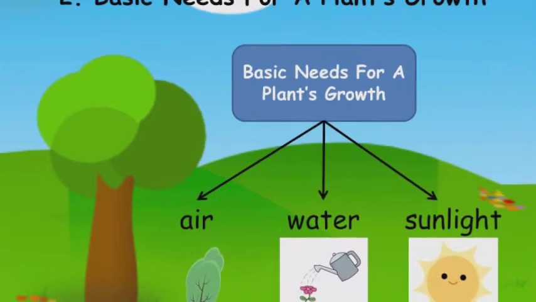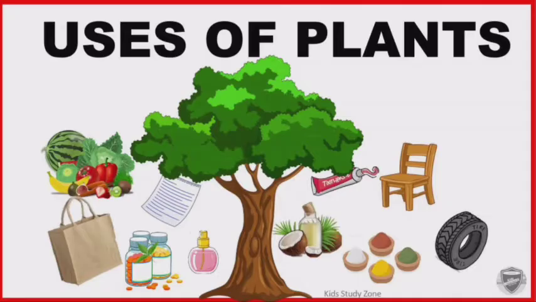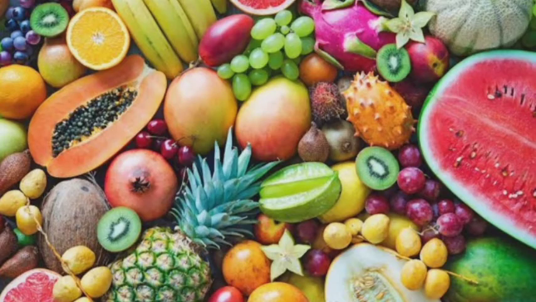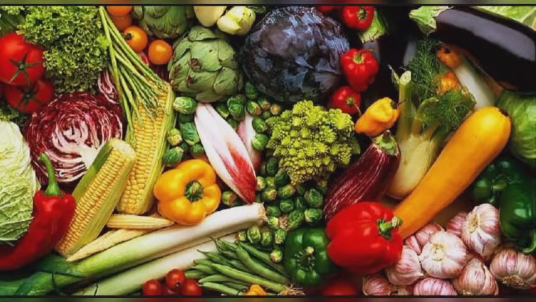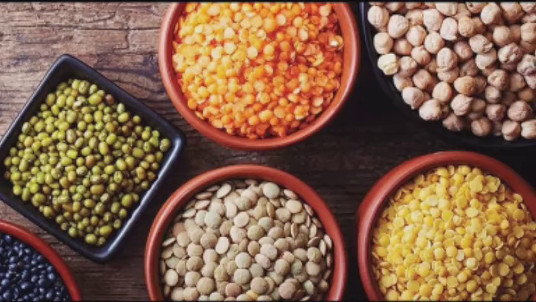And there are many things plants need to grow. Do you know what the things are that plants need to grow? They are soil, water, air and sunlight. So we know plants are very useful for us, isn't it? Because plants are the main sources of our food. We get fruits and vegetables from the plants. It also gives us cereals and pulses.